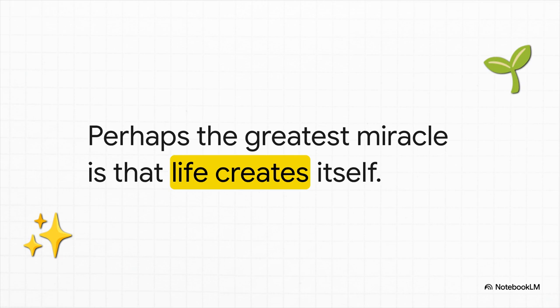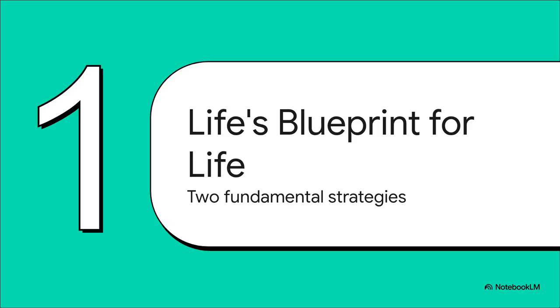Today, we're going to pull back the curtain on this amazing biological process and really understand how a brand new organism comes to be. It really all comes down to solving one massive problem. You see, over millions of years, life had to figure out, how do you pass on your blueprint, your genetic instructions, to the next generation? And it turns out life came up with two pretty brilliant strategies to do it.